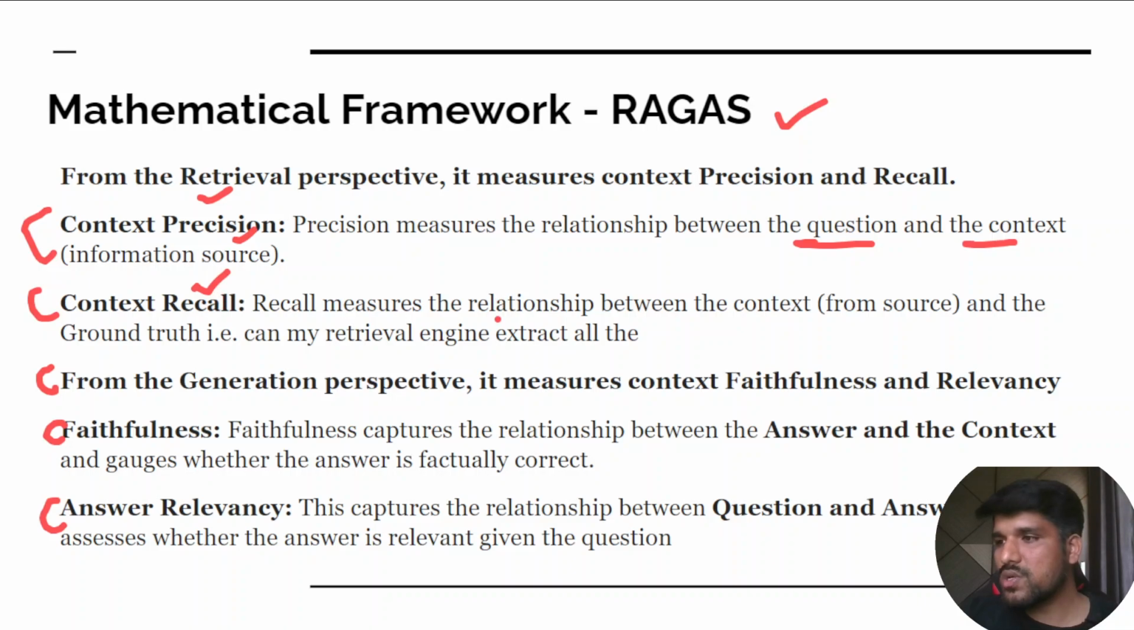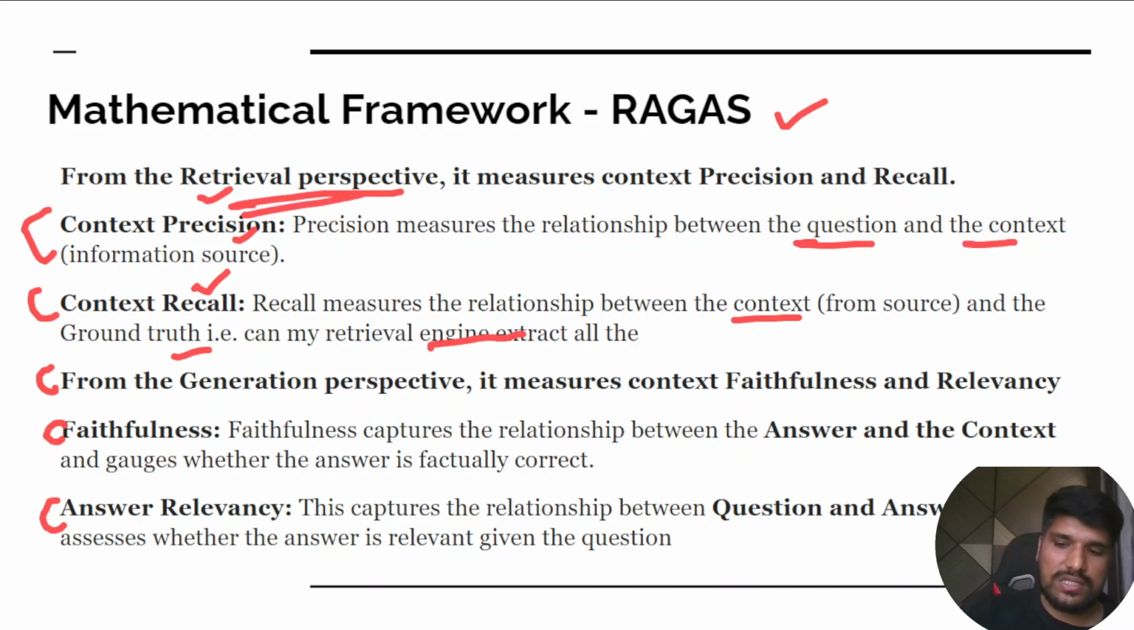Second is the context recall. Recall measures the relationship between the context, that is the source, and the ground truth. In short, it tells whether my retrieval engine can extract all the relevant data. I think sometime back I already explained precision and recall, and the same way they work here. These are the retrieval perspective, right? As I mentioned earlier, the RAG system works in two parts: one is information retrieval and another is text generation. So for the retrieval perspective, you always check precision and you always check recall.